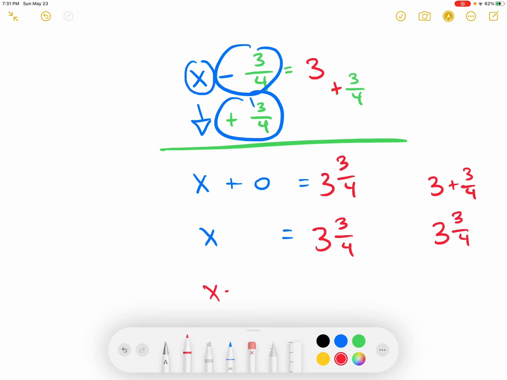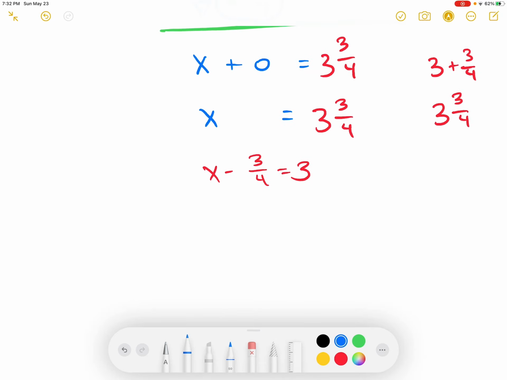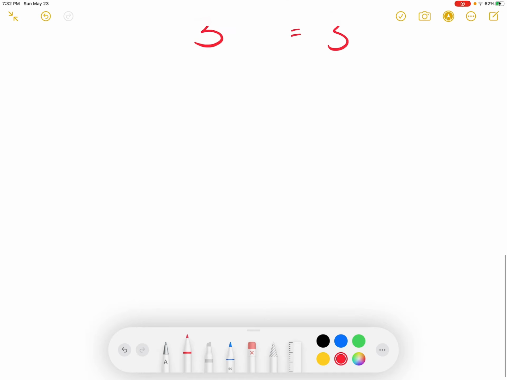Substitute that back into the original problem and see what we get. We said x minus 3/4 is equal to 3, and this seems to be true. If x is 3 and 3/4, minus 3/4, does that equal 3? Well, 3 minus nothing is still 3. 3/4 minus 3/4 cancel each other out, and that's 0. So yeah, 3 is equal to 3.